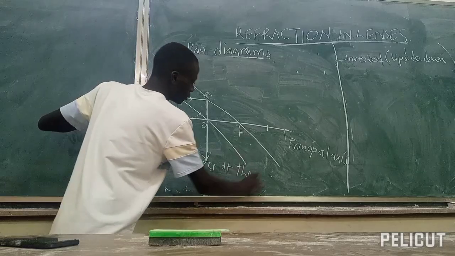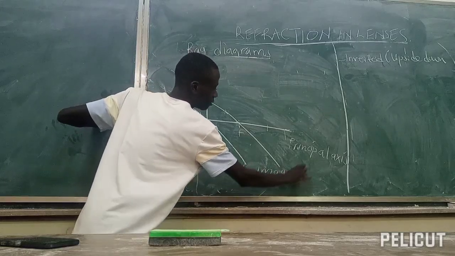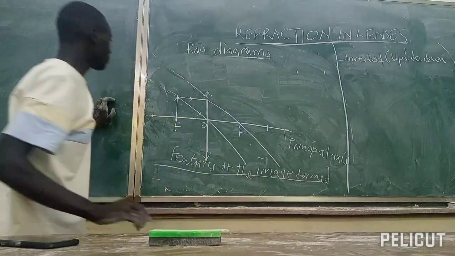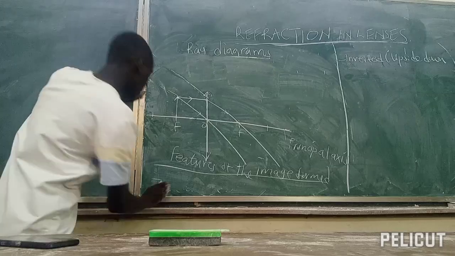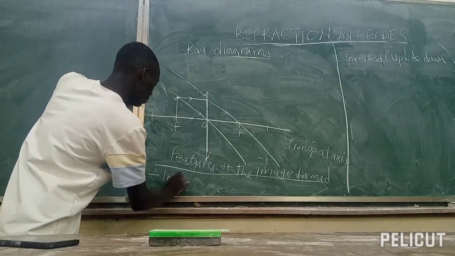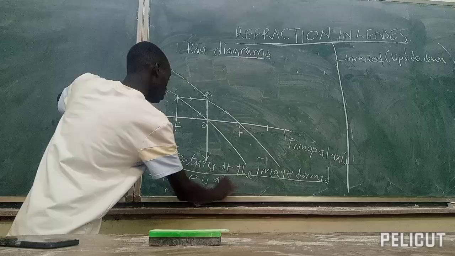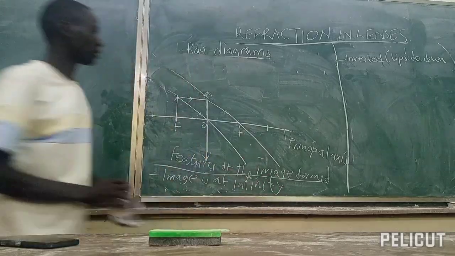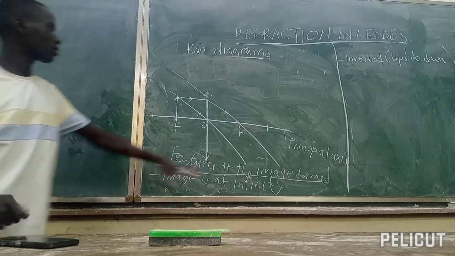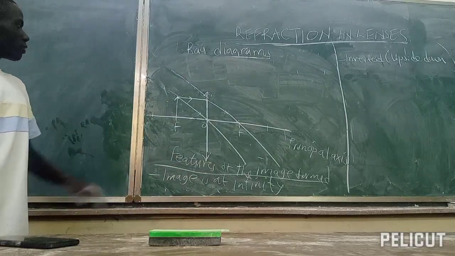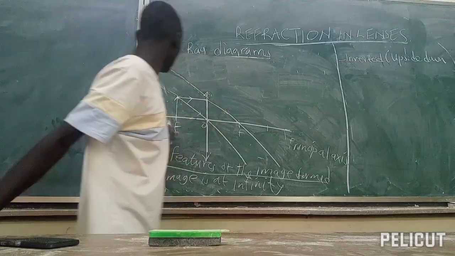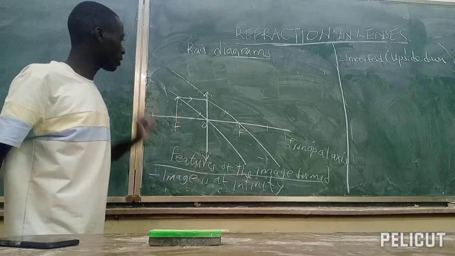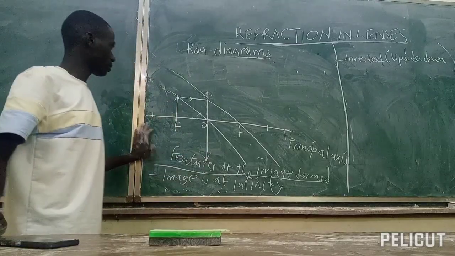So when I ask you the features or characteristics of the image, how the image looks like, we say it's formed at infinity. The image is at infinity. Infinity means a very far distance, which we cannot locate from here. So this is the ray diagram when the object is placed at F exactly, when using a converging lens.